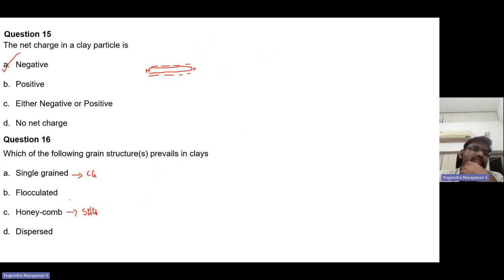Whereas flocculated and dispersed structures get formed due to the net electrostatic forces based on attraction and repulsion, and these electrostatic forces come into the picture only when clay minerals are present. Hence, both grain structures are possible in clays, but we will see what type of grain structure will prevail for clays under what conditions.